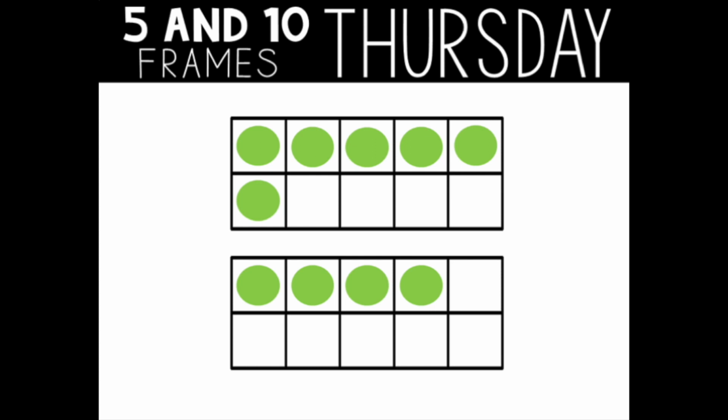Here's my thought process. I notice 6 green dots in the top 10 frame. If I move the dots from the bottom 10 frame up into the top 10 frame, it will fill up that 10 frame completely. That makes 10 again. What's going on here? We are finding so many ways to make 10. What did you do to solve this one? Tell your grown-up now.